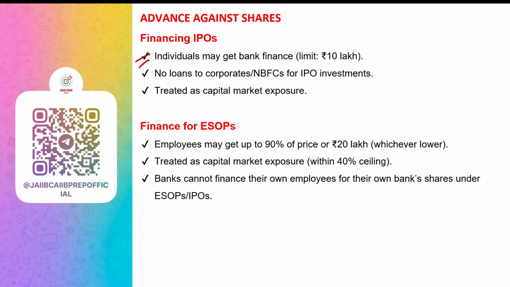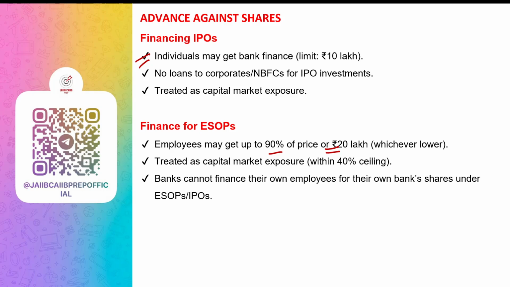Finance for ESOPs. A bank may support employees in buying shares of their own companies under ESOPs, employee stock option plans, or employees' quota in IPOs. But again, there is a ceiling. Employees may get up to 90% of the price or 20 lakh rupees, whichever is lower. So the extent of finance allowed is 90% of the price or 20 lakh rupees. Such loans are treated as capital market exposure, so they are counted within that 40% limit.